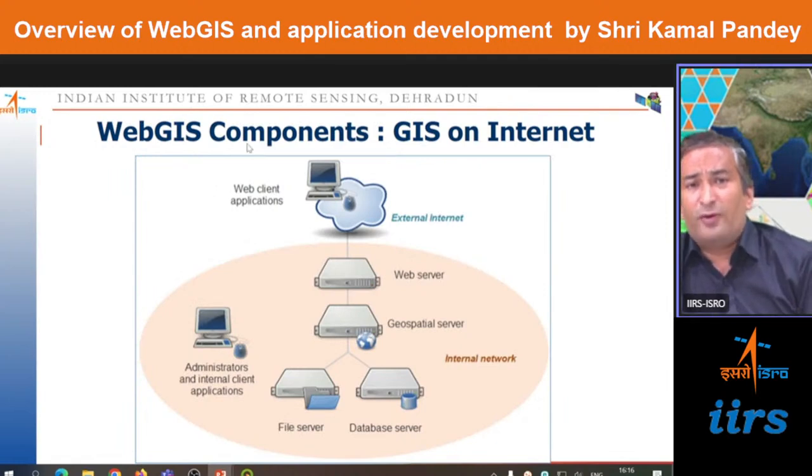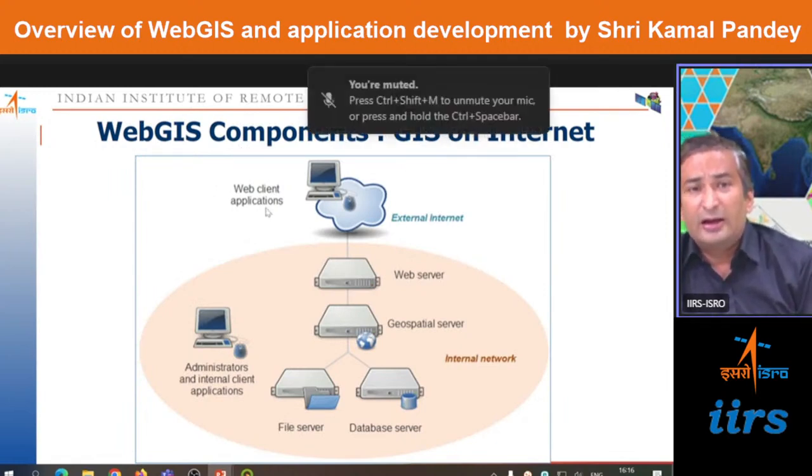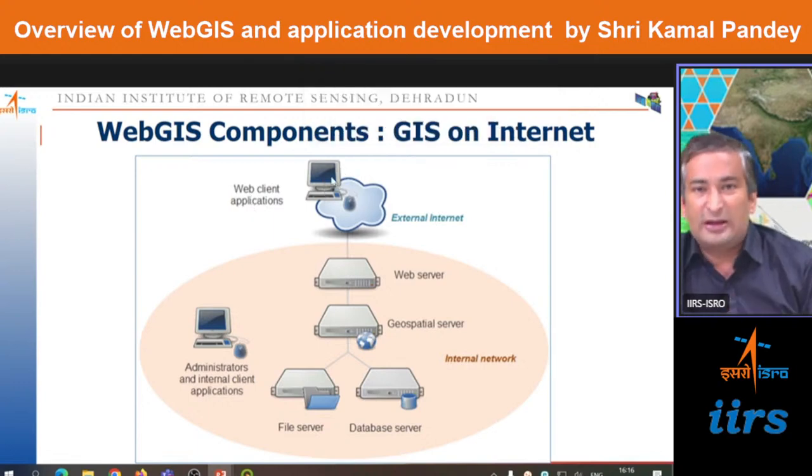Now, components of WebGIS, if we talk about GIS on the internet, we can say web client. This is your PC basically, and this is the external internet. All the communication you are making, it can be your mobile communication or any kind of internet you are using, comes over here. Then when you make a request through this internet, it directly goes to a firewall. It is not mentioned over here, but there is one firewall also. So the first point of contact will be your web server. Then it goes to the application server, which is known as a geospatial server. Now this geospatial server can fetch the data either from a file server or from a database server.